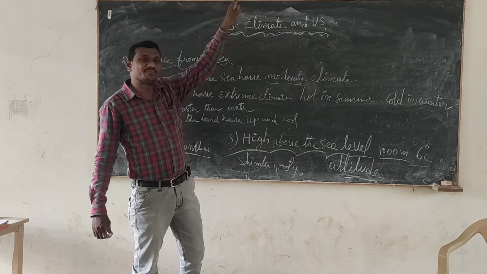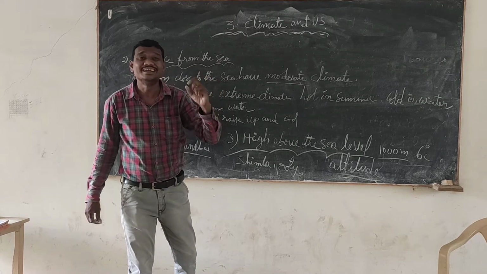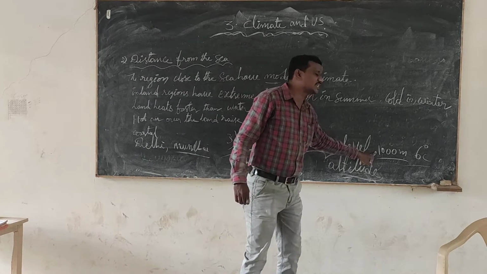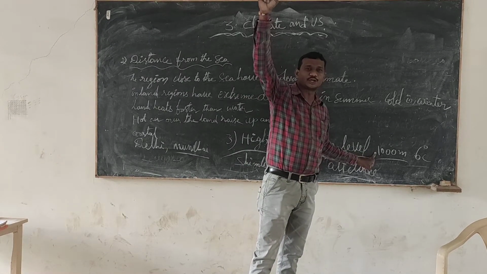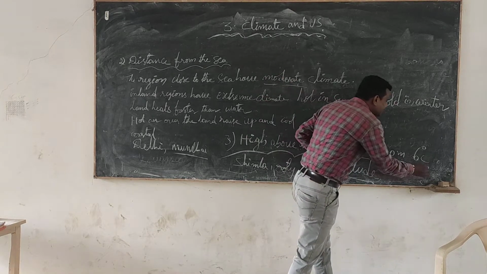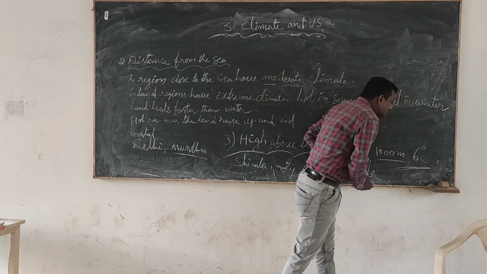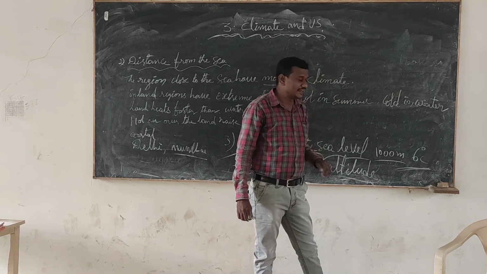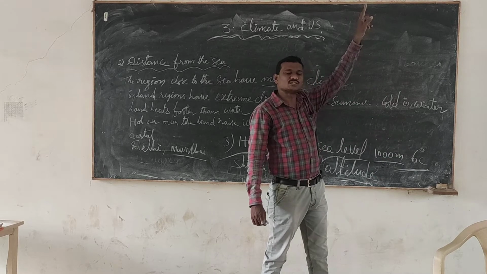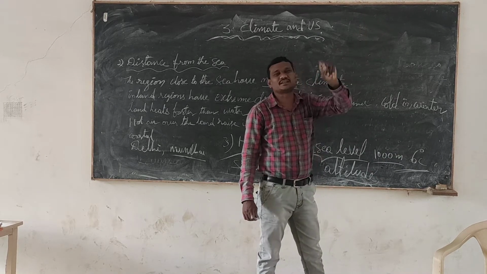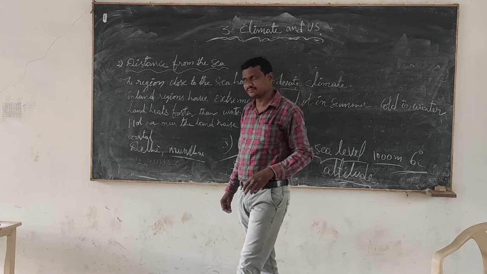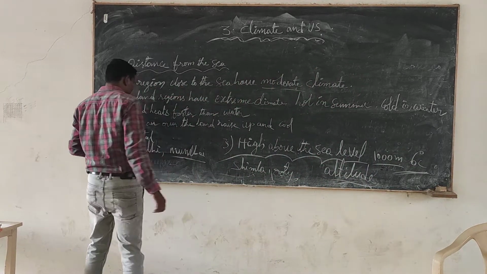When people move up in height, the temperature decreases. For every 1,000 meters of height, the temperature falls by 6 degrees centigrade. 6 degrees centigrade. It is the most important point for competitive examinations also. Every 1,000 meters of height, the temperature decreases by 6 degrees centigrade.